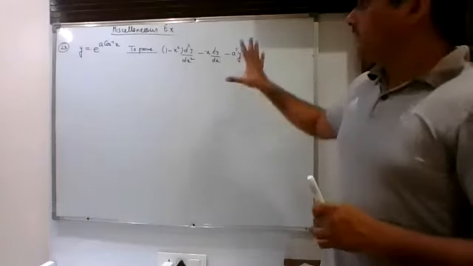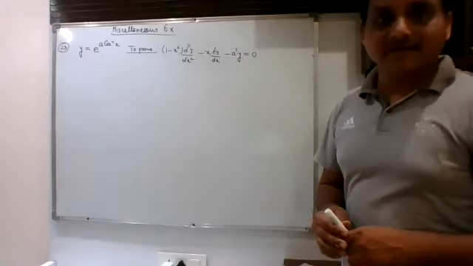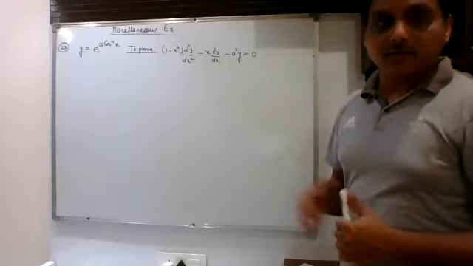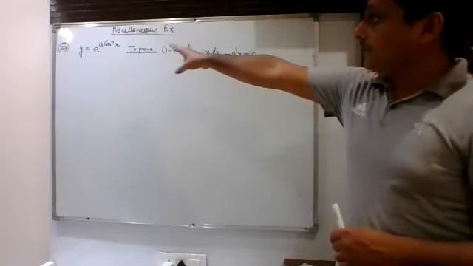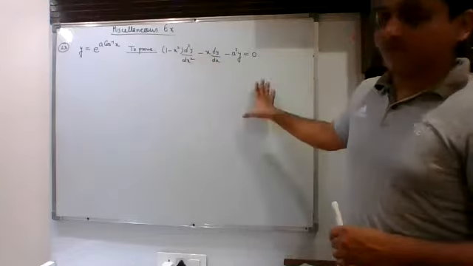Okay, so this is question number 23 of the miscellaneous exercise. It is based on double derivatives. So y is equal to e to the power a cos inverse x is given, and we want to prove this expression.